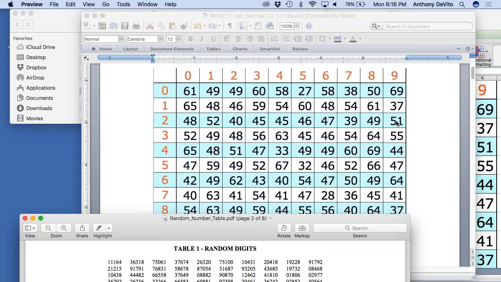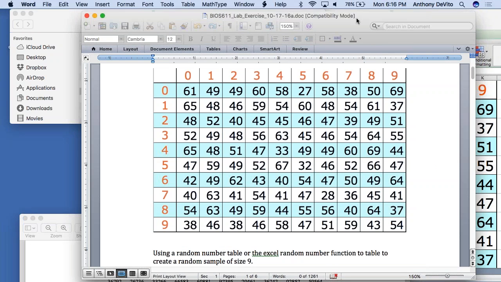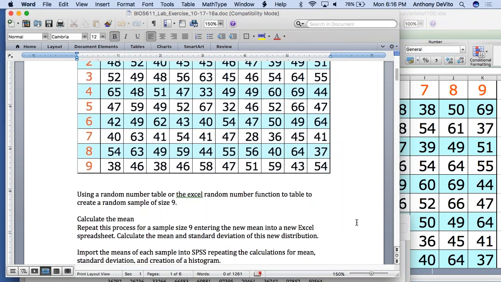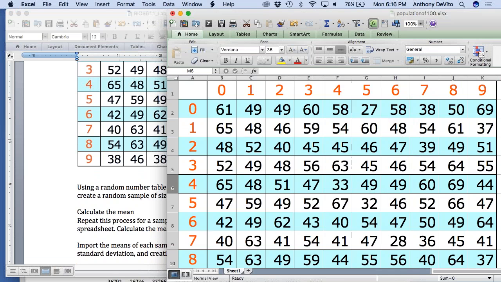Now I'm going to ask you guys and the guys online to use this table to randomly select 9 people from this population. Each one of you start in a different spot, don't start in the same spot I did, because then you'll just wind up with the same sample, of course. When you get ready, give me a yell, and I'll record what your result was.